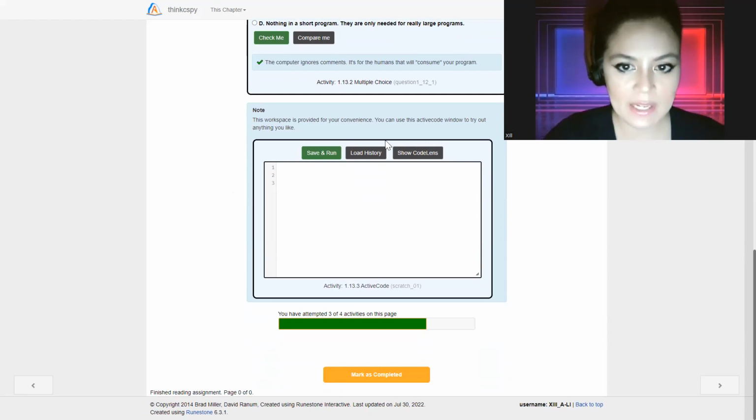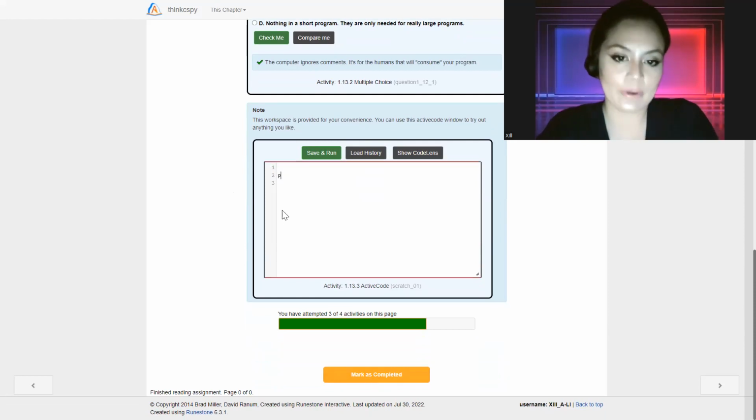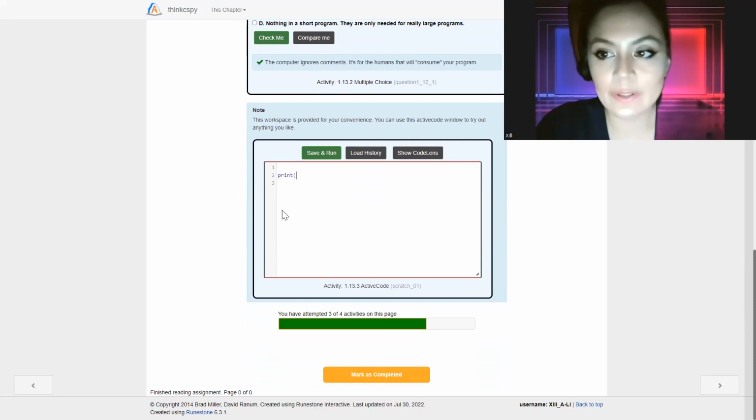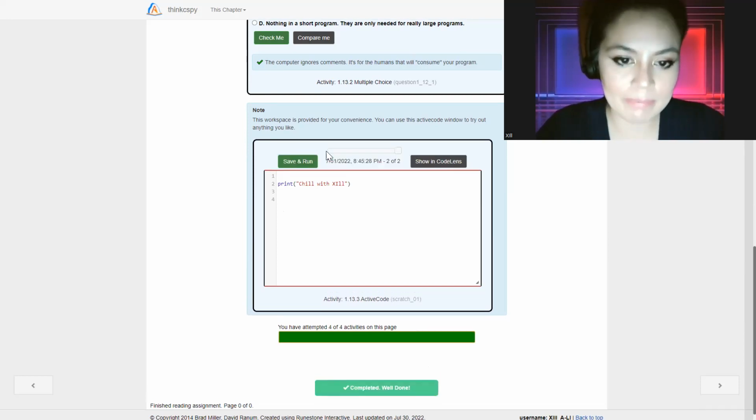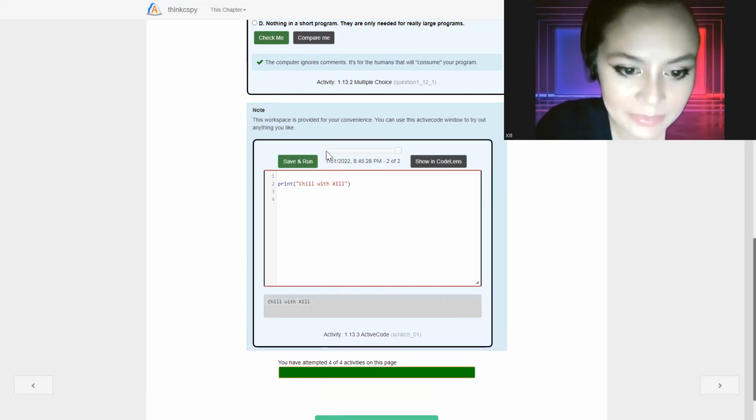So we have this workspace. You can use this active code to try out anything you like. So print chill, just chill. There we go.